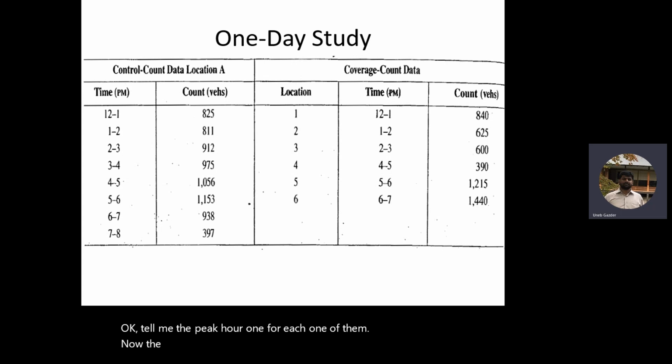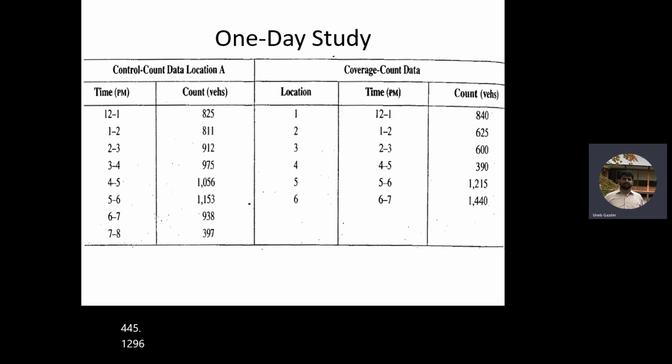Now the factor will not change, because the factor is for the peak hour. It is 0.16. The first one is 1120. Second is 833. Seven, 3, 8. 4, 4, 5. 1, 2, 9, 6.